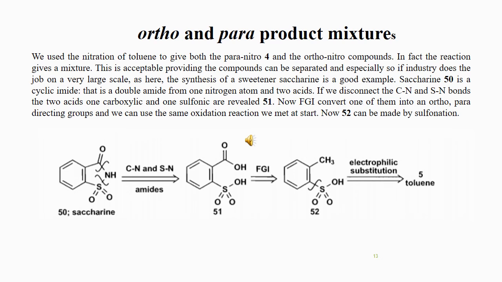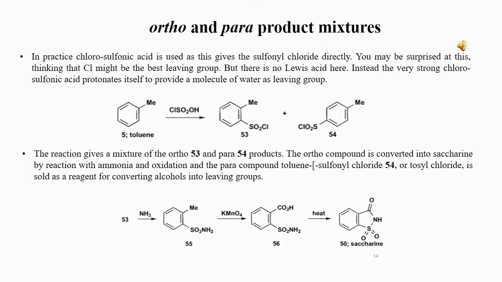So we can take toluene. Now if we do the disconnection of the C to S bond in 52, we can get this from toluene. We can do the sulfonation of toluene, and we can get 52. In practice, chlorosulfonic acid is used as this gives the sulfonyl chloride directly.